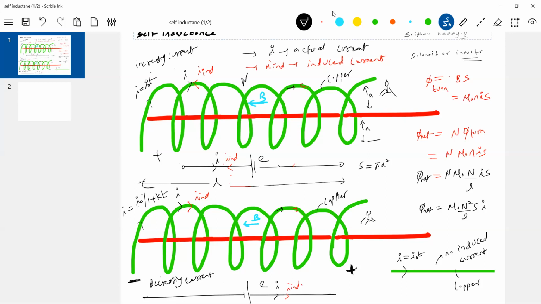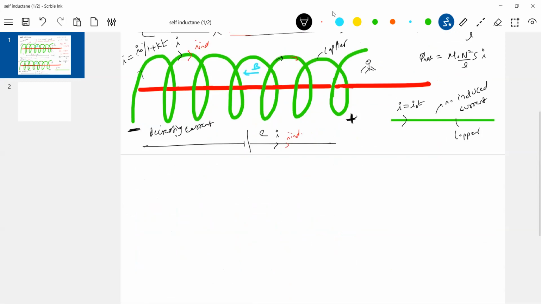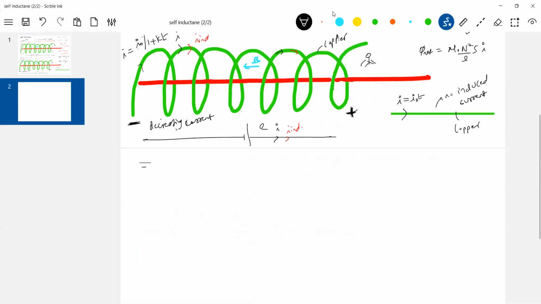So what is the property acquired? It has now acquired a property to oppose varying current. So the measure of opposition by this device to the varying current is called inductance, or self-inductance of a coil. I'll bring a quantity called inductance. I'll define it like this.